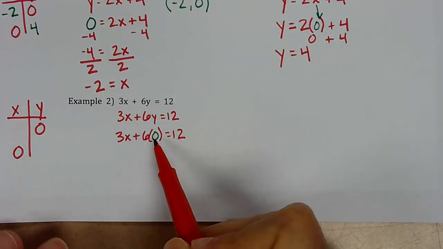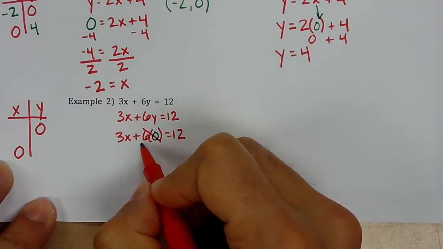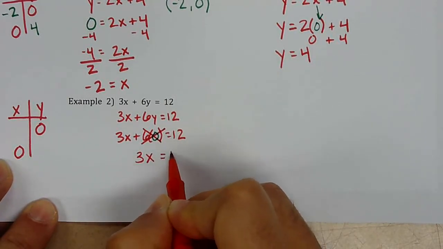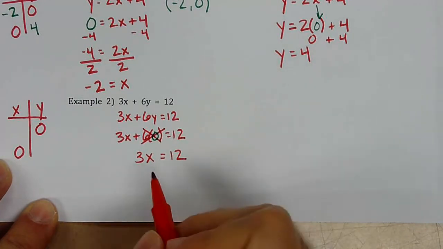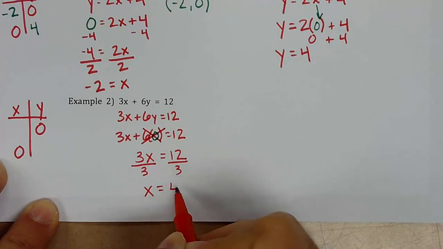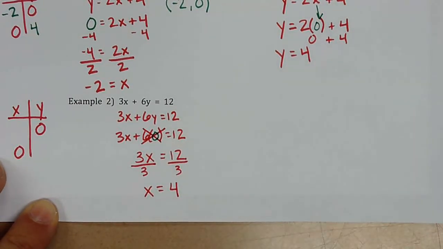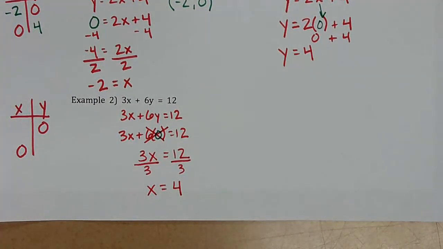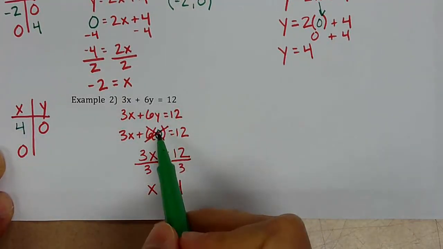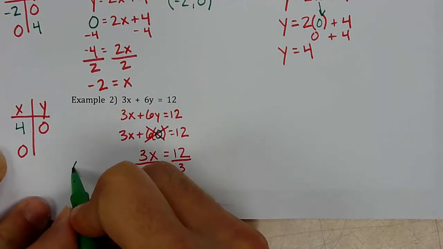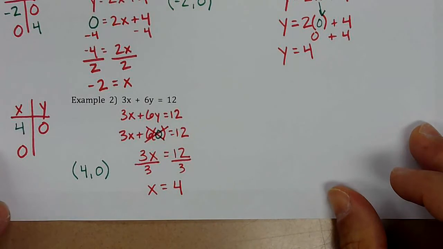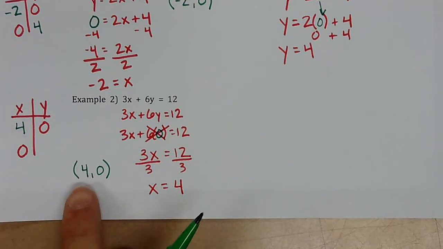6 times 0 is 0, so this term makes 0. That leaves us just with 3x equals 12. Go ahead and solve. We get an x value of 4. So I'm going to come up to my table here. X is 4. Y was 0. So that leaves me with the coordinate 4, 0. That would be an x-intercept because the x value has the number.